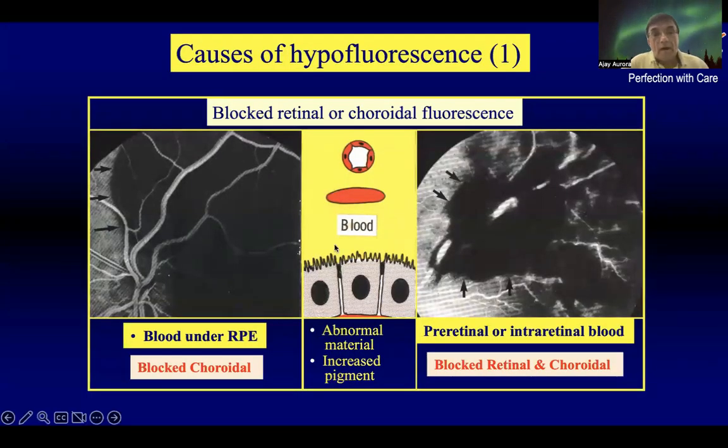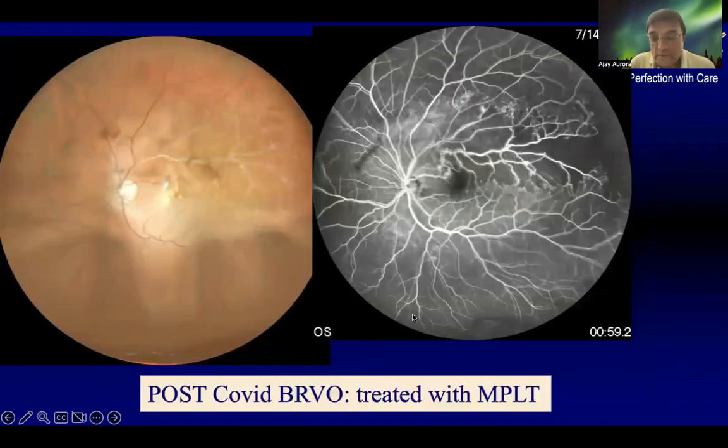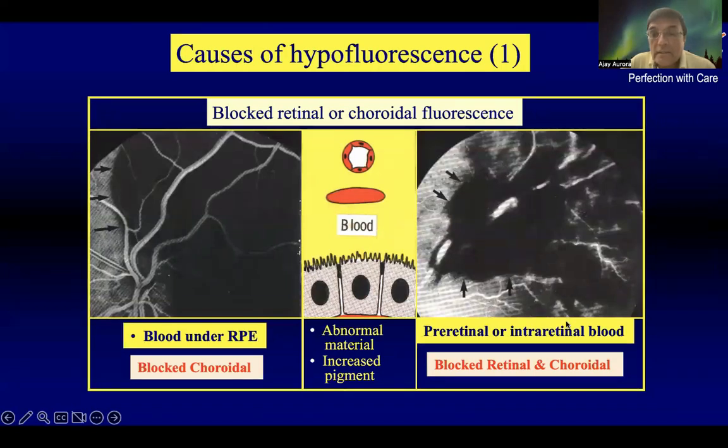This is the case of a hypofluorescence. So it can happen because of blockage, because there is blood present under the retinal pigment epithelium. So there is a blocked choroidal fluorescence. But if you have a pre-retinal blood or an intraretinal blood, then you will have a blocked retinal and choroidal circulation.